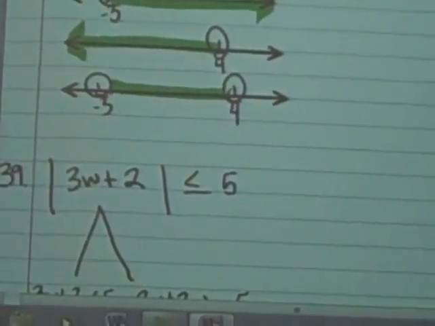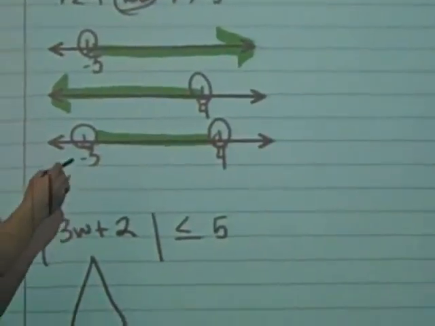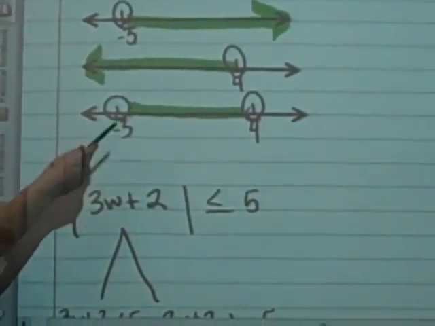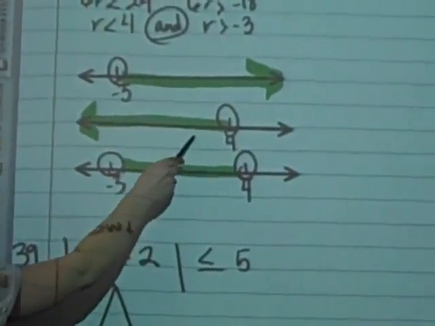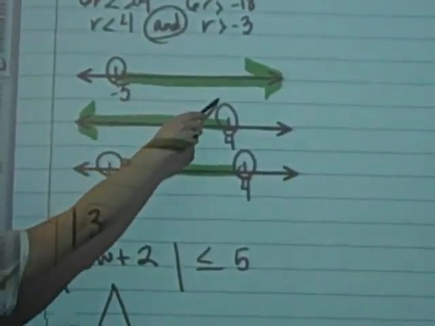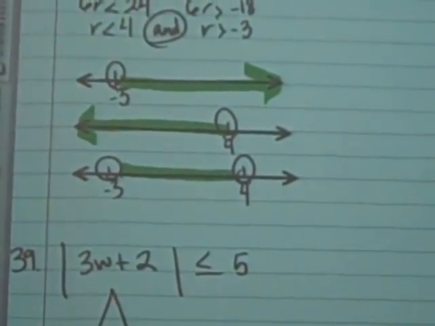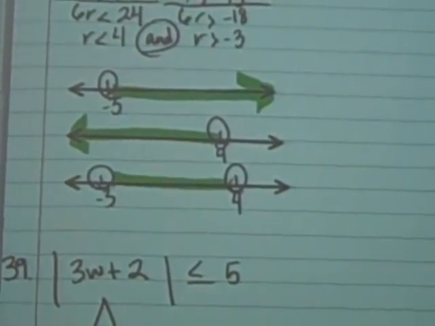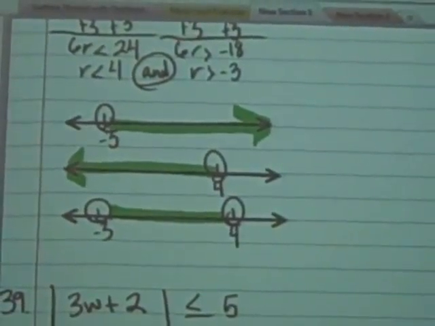This time we're going to have one graph because we have the word and. We're still going to have open circles because we don't have the equal to bar. We shade from -3 to the right, and from 4 to the left. Because there is an overlap between these, we shade in the middle. So we conclude that r is greater than -3 and less than 4.